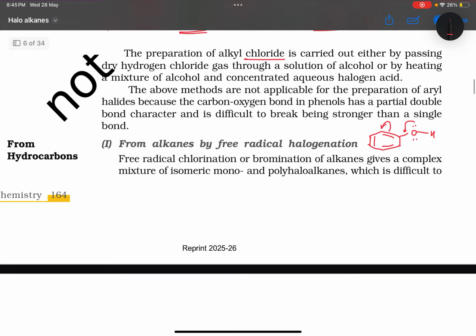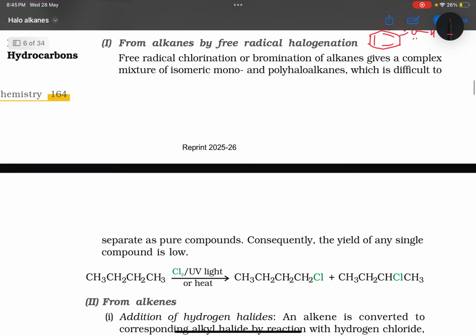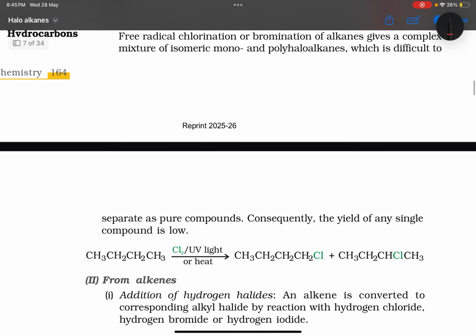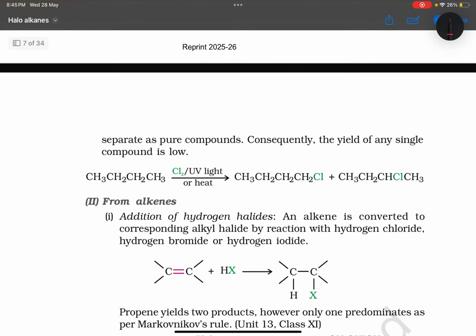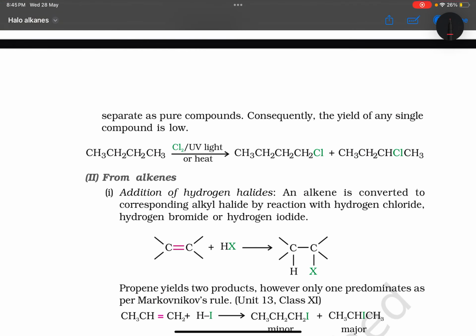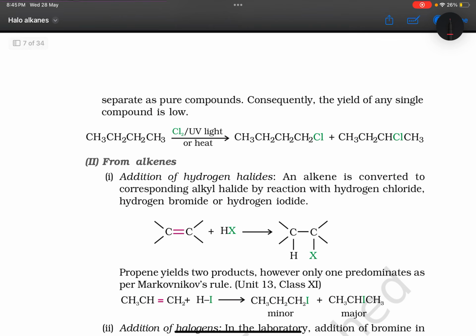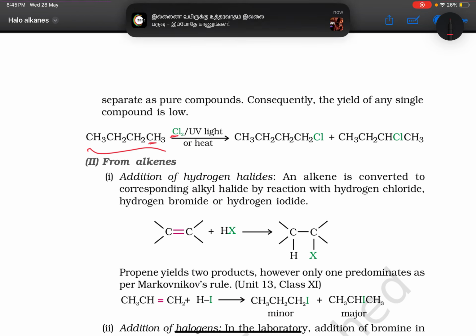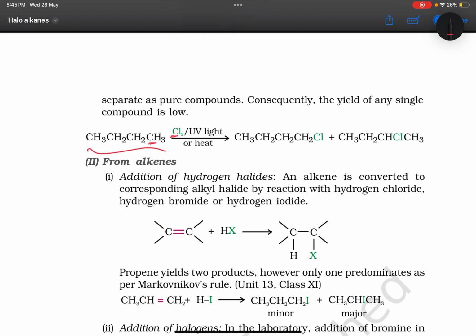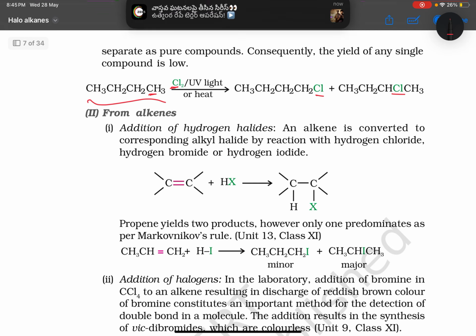Then from hydrocarbons, from alkanes by free radical halogenation. Free radical chlorination or bromination of alkanes gives a complex mixture of isomeric mono and polyhaloalkanes, which is difficult to separate as pure compounds. Consequently, the yield of any single compound is low. So not preferred if you want to go for butane chlorination. It can come at first place or it can come at second place. Okay, all chances will be there. So not preferred, and this we were discussing completely in class 11. Okay, from alkenes.